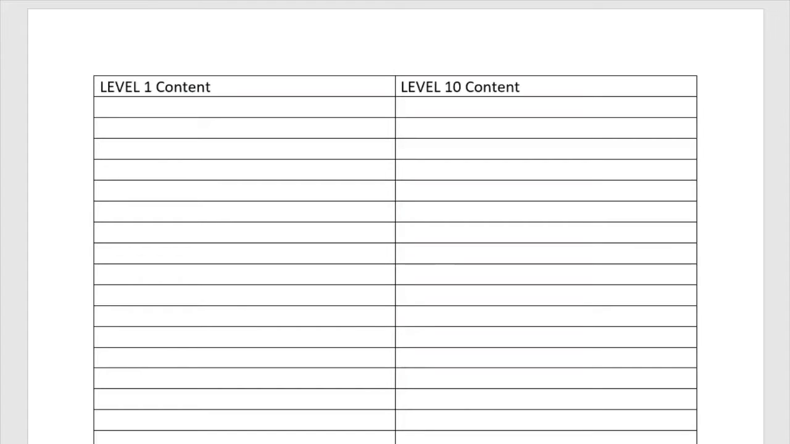I'm going to do now, let's share my screen and share the different levels of content and examples of them. Here we go. Ready? Let me know when you see my screen, please. Okay, can you guys see my screen? It says level 1 content and level 10 content.